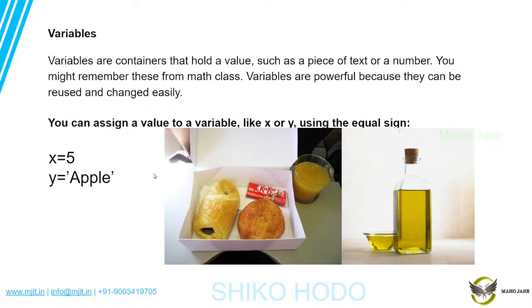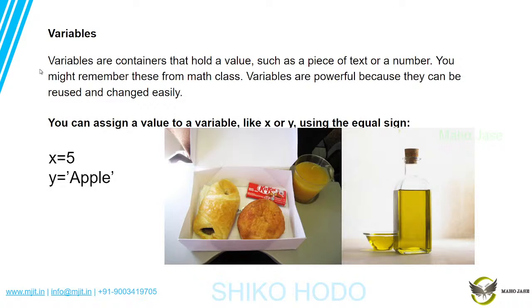the values in the same way as if you want to carry a lunch box, we will carry our lunch in the lunch box. If you want to store or carry oil, we require a glass or a bottle. In the same way, if you want to store a variable, we require a container like X. And if you want to store an apple, we require a container called Y. So now I hope you have got a good understanding of what variables are.